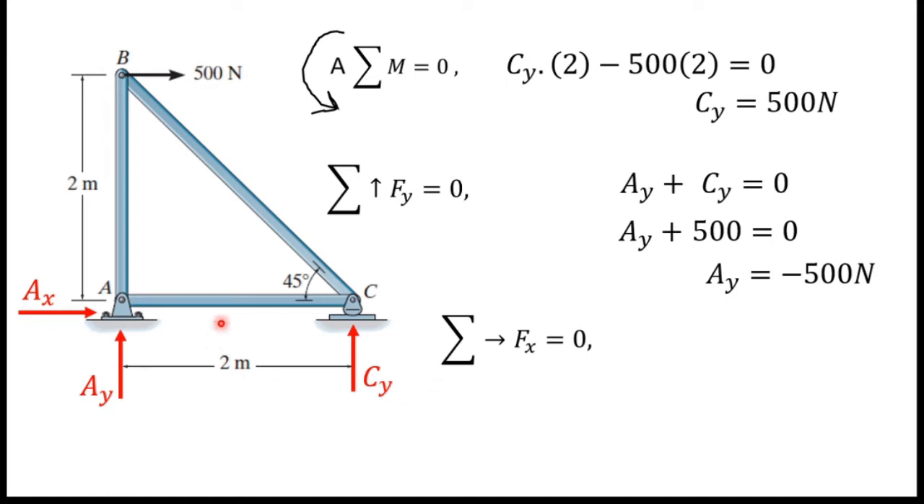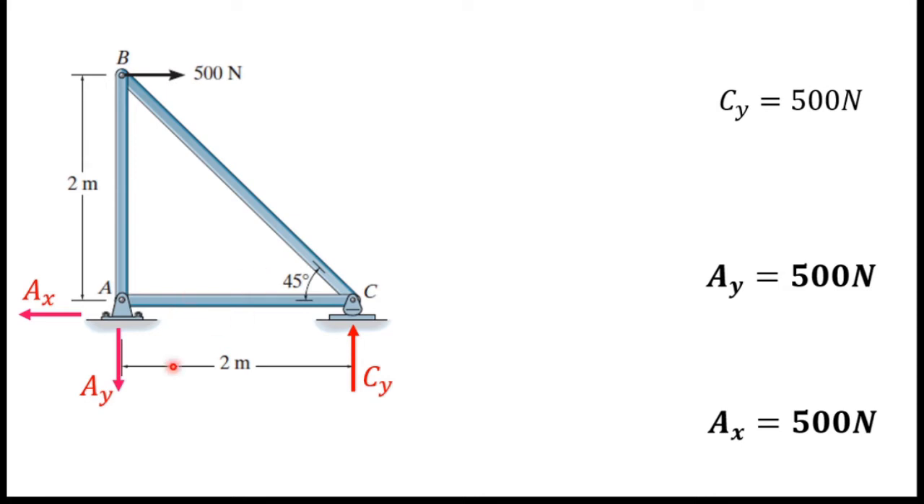Next, I am going to consider sum of horizontal forces. So you can see there are two horizontal forces, AX and 500 Newton. So I will write it here, AX plus 500 equals 0. Both of these forces are directed in the direction which we consider positive. If I simplify this, I can get AX equals minus 500 Newton. Here also this AX force acts in the opposite direction of what I marked, that means the other direction.